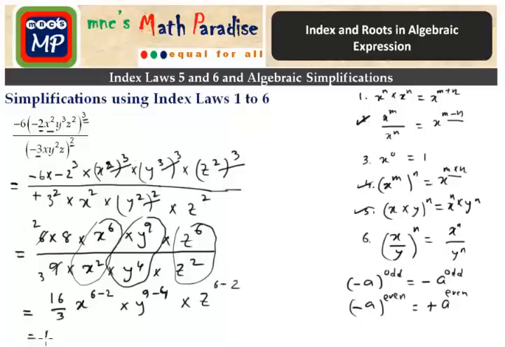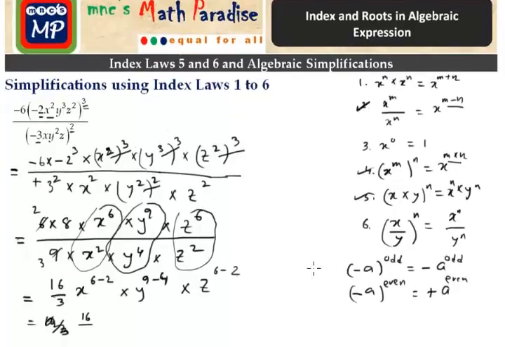So if we simplify, we will get 16 division 3. Now x to the power 6 minus 2 is 4, y to the power 9 minus 4 is 5, z to the power 6 minus 2 is 4.